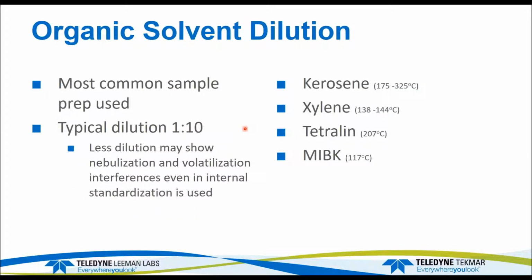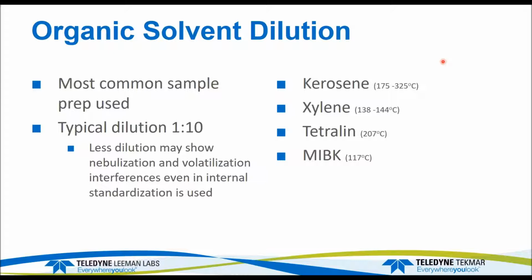The next is the organic solvent dilution, and this is by far the most common method that people use. Typical dilutions are roughly about 1 to 10. Sometimes if you use less, like a 1 to 5 dilution, you may run into some nebulization and volatilization interferences, even if you use an internal standard. So a 1 to 10 is pretty typical. Some samples may even require greater dilution amounts. For things like crudes or tars or anything like that, you may actually do 1 to 100.